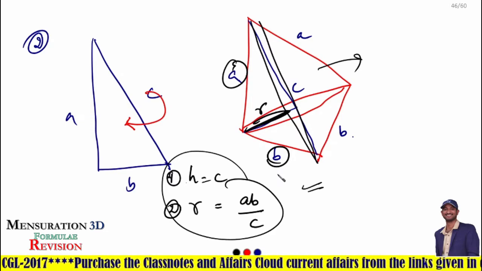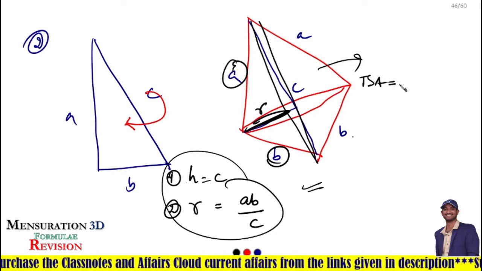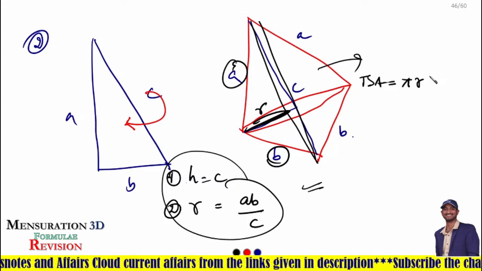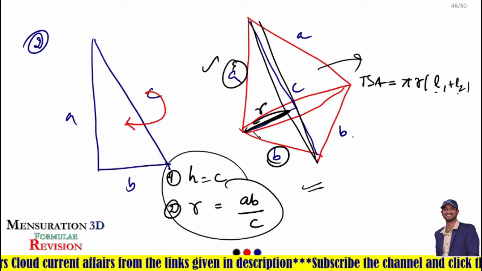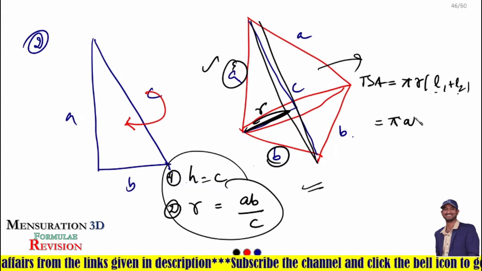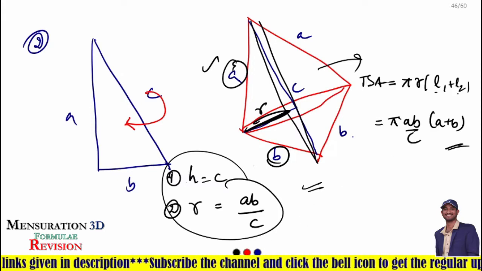And total surface area of the double cone and volume of the double cone is based on these dimensions. You can easily calculate. Okay, if you want to find out the total surface area of the double cone, it is equal to pi r L1 plus pi r L2, that is equal to pi r into L1 plus L2. L1 and L2 are upper slant height and lower slant height. Okay, pi into AB by C into A plus B.